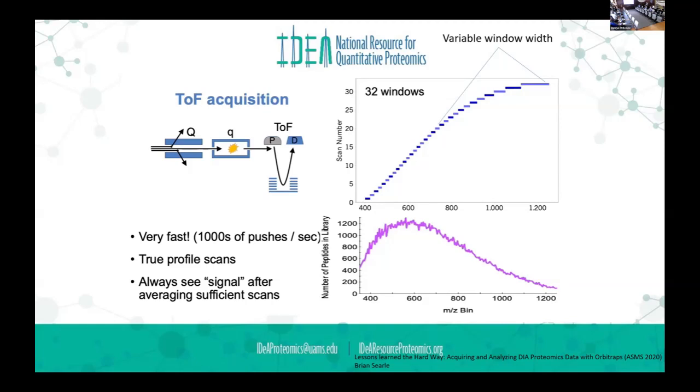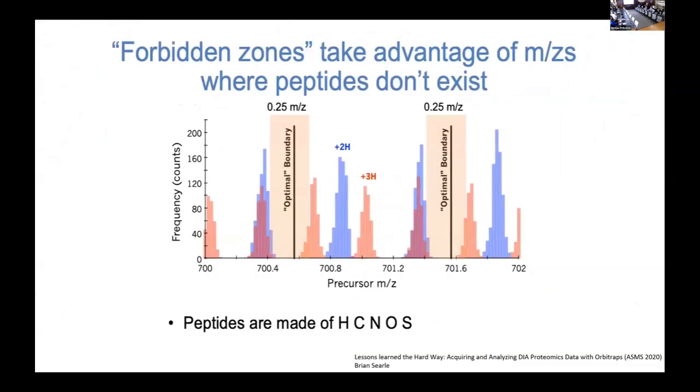The edge effects on quadrupoles were really bad early on, when these first instruments were using 4 or 5 Thompson windows in the concentrated region, because basically a Dalton of that, or a Thompson of that, was suffering from edge effects.